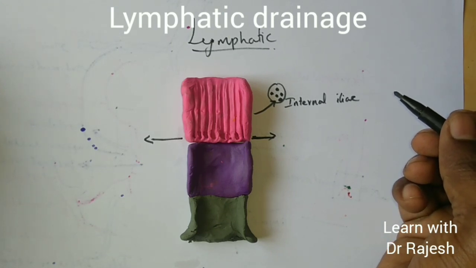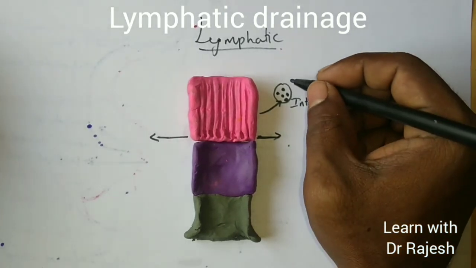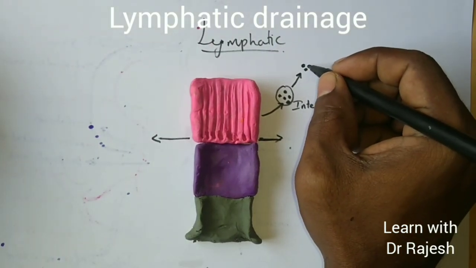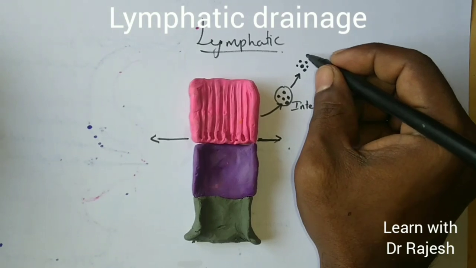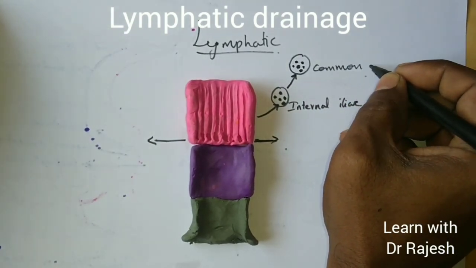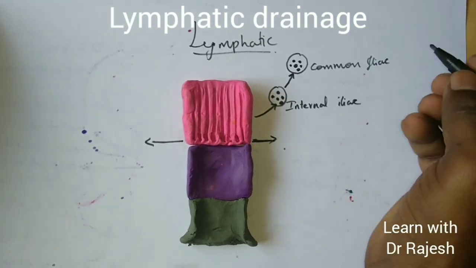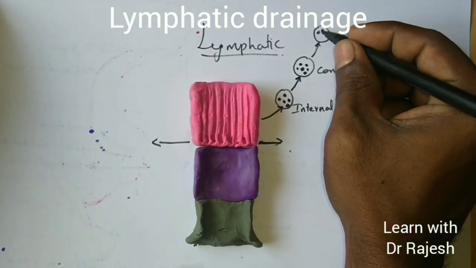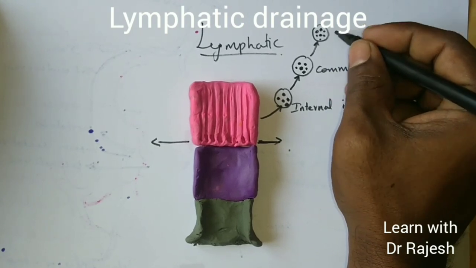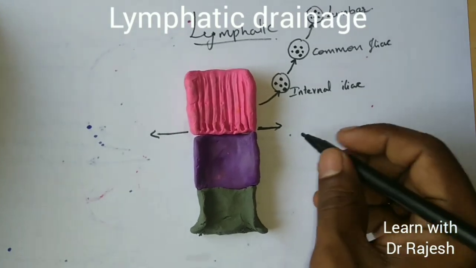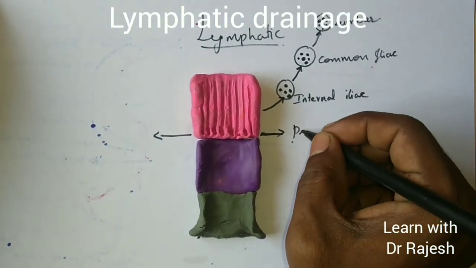From the internal iliac nodes, it will go to the common iliac nodes, and from there to the lumbar nodes. This is about the lymphatic drainage above the pectinate line.